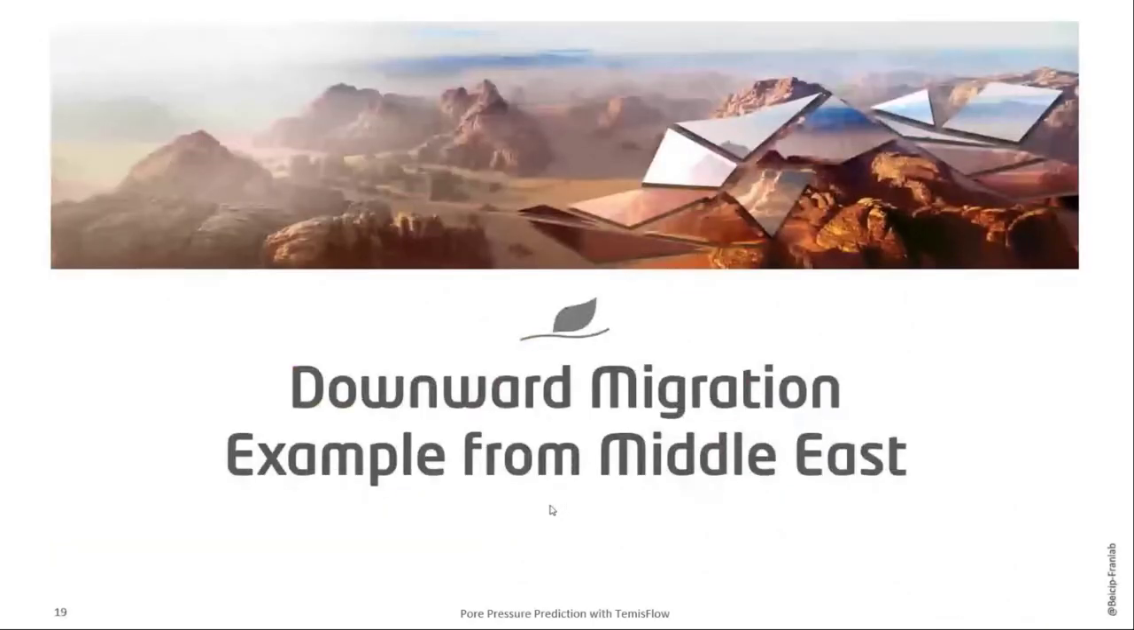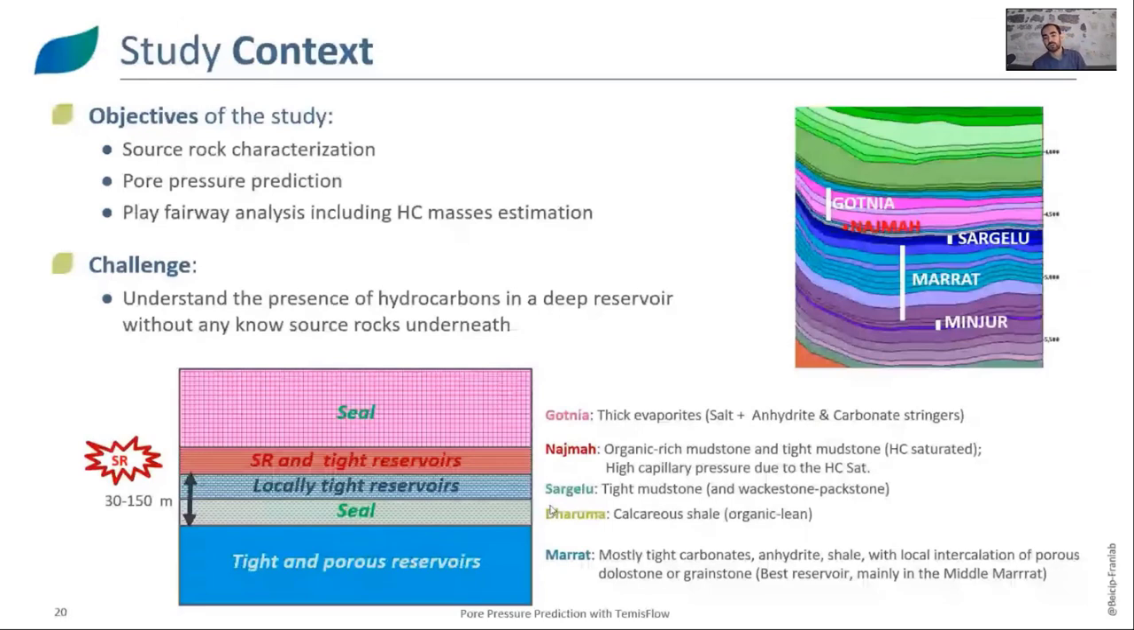So in order to illustrate that, I will show you two cases. The first one being a case on downward migration in the Middle East. So just to actually show you another real case example from what I just explained.